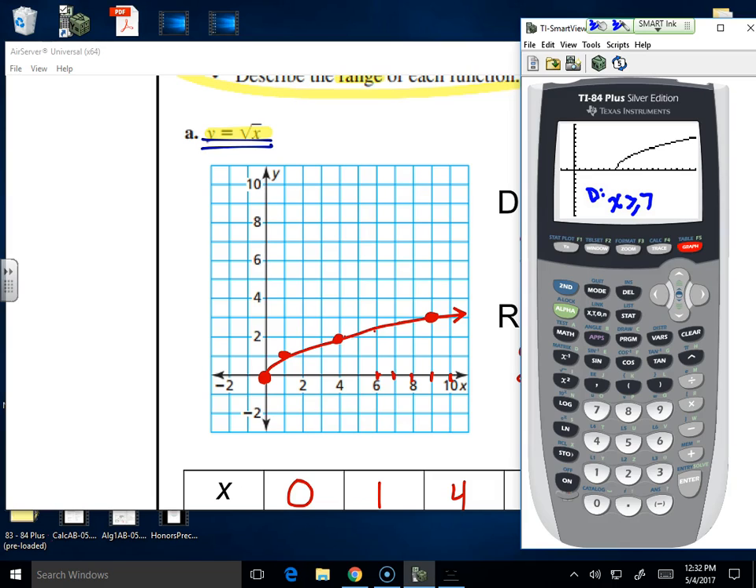Now, hold on, that's domain. Let's think about range for a second. Range is how low, how high. For this one, how low do the y's go? 0. Greater than or equal to 0.